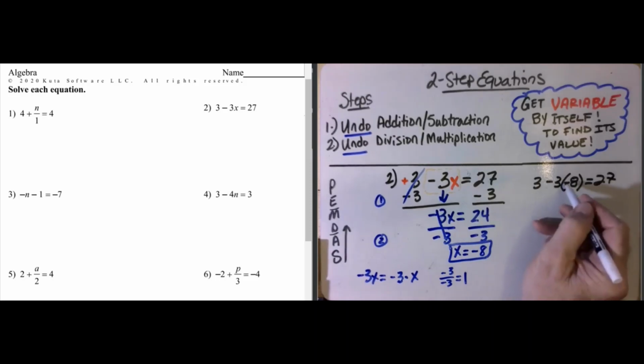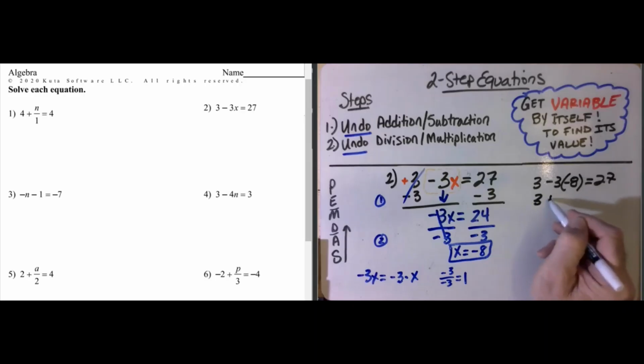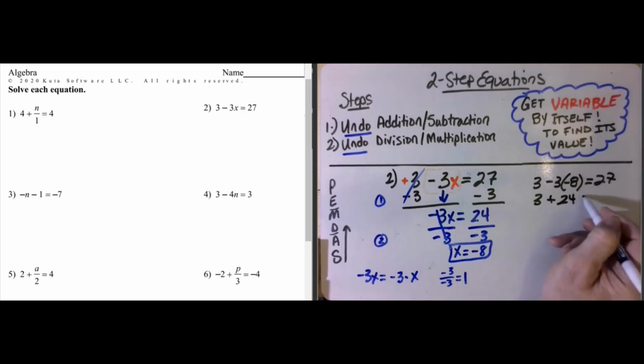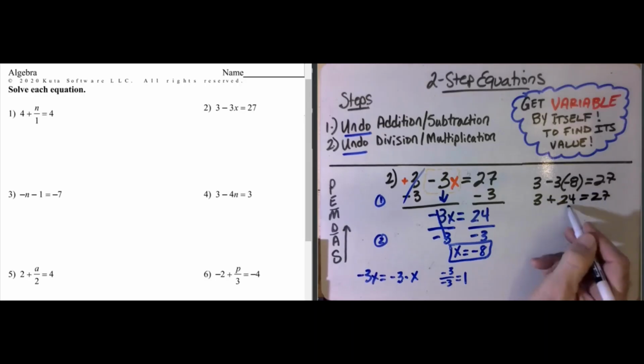So 3 minus a negative 3 times a negative 8 is a positive 24 equals 27. 3 plus 24 is 27. So 27 equals 27. Yes, we know we're correct.